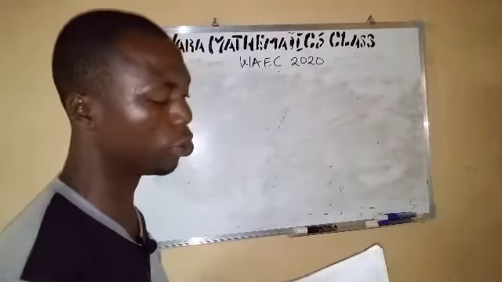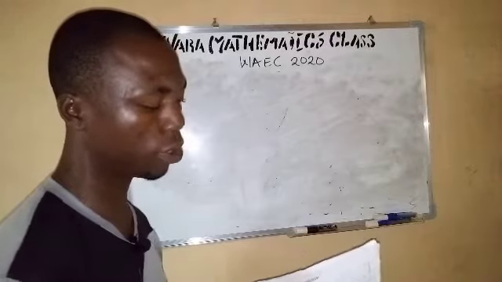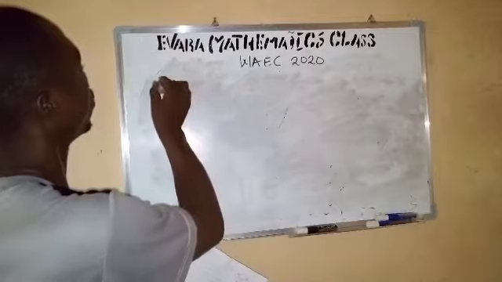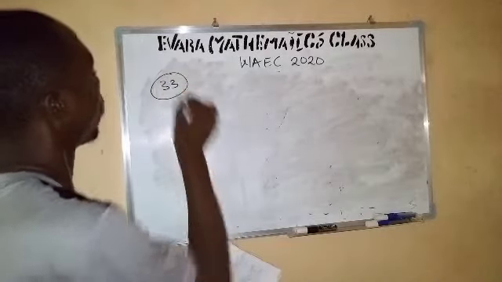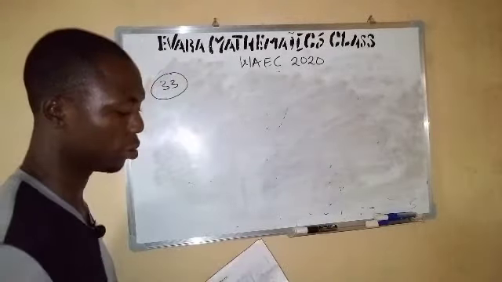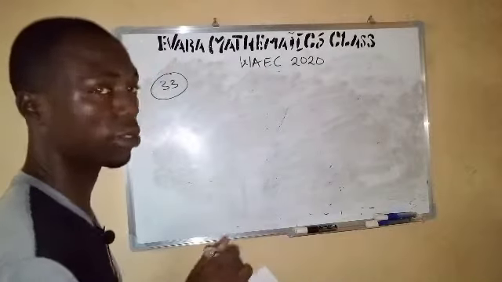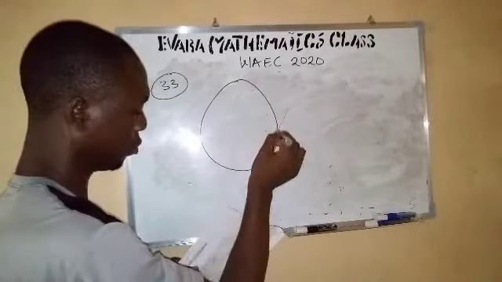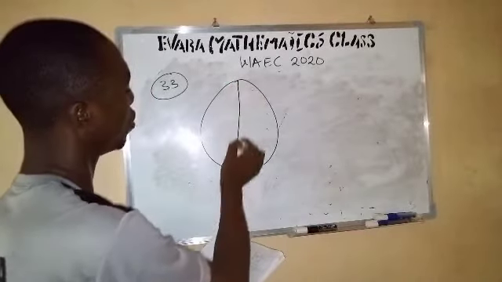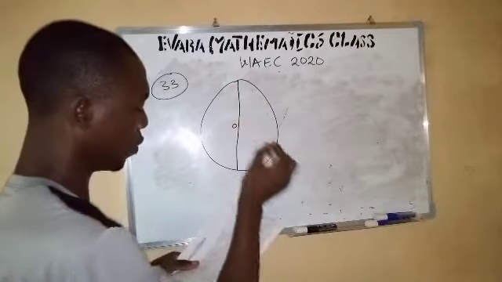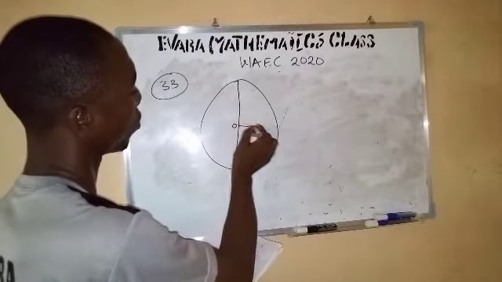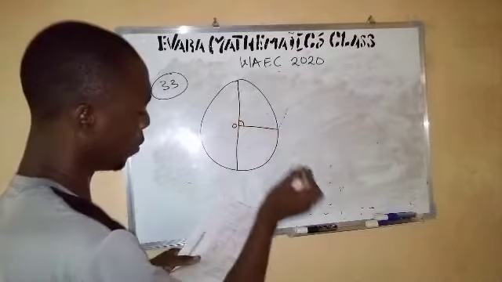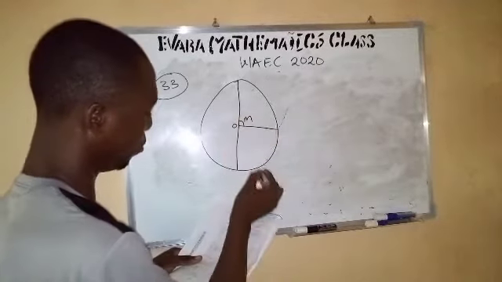Still on solutions to 2020 WAEC questions. This is question number 33. Question number 33 is on cyclic quadrilateral, that is circle geometry. We are given a circle and we are told that this is the center. We are asked to get the value of m.